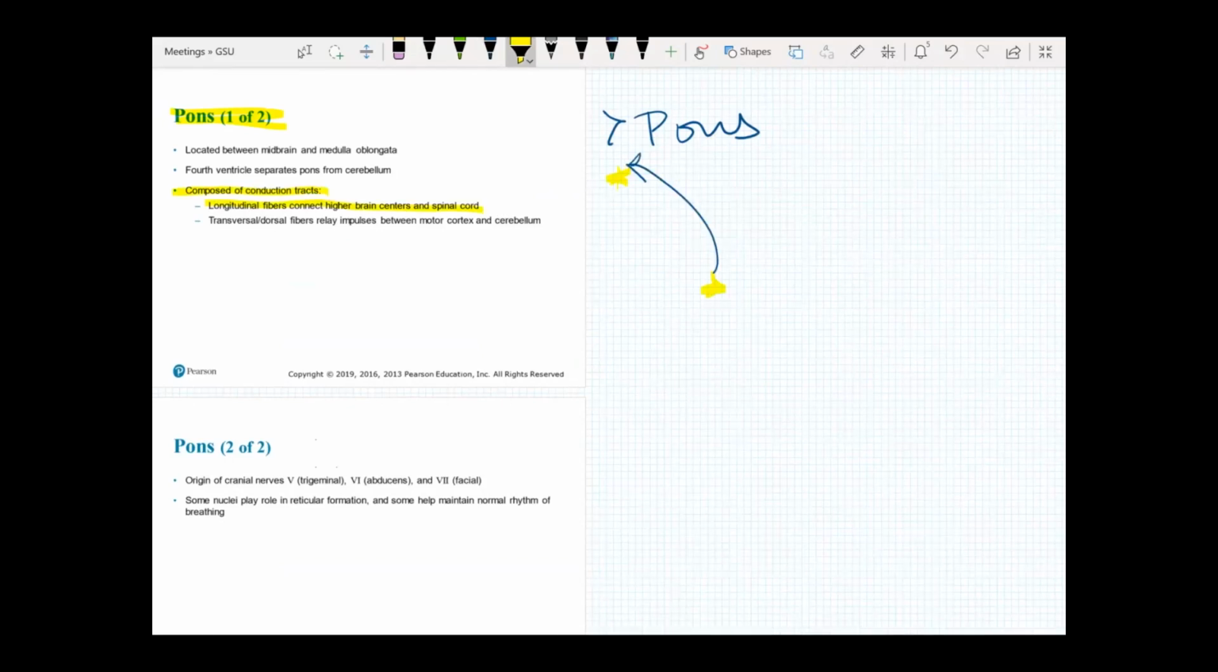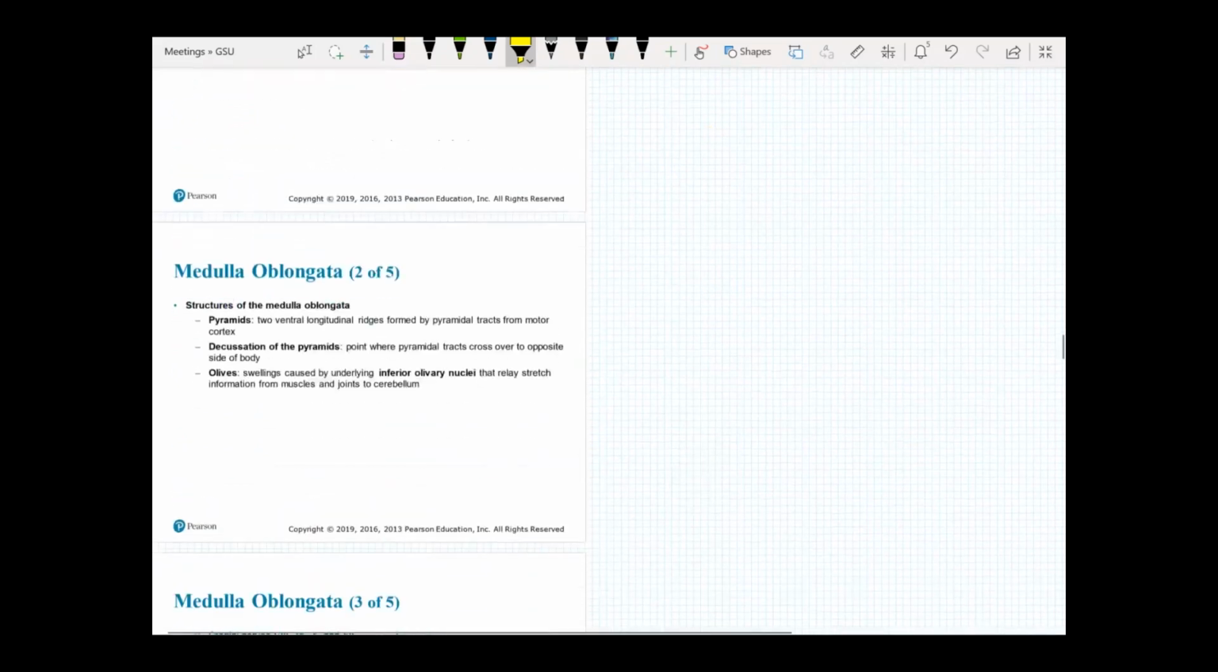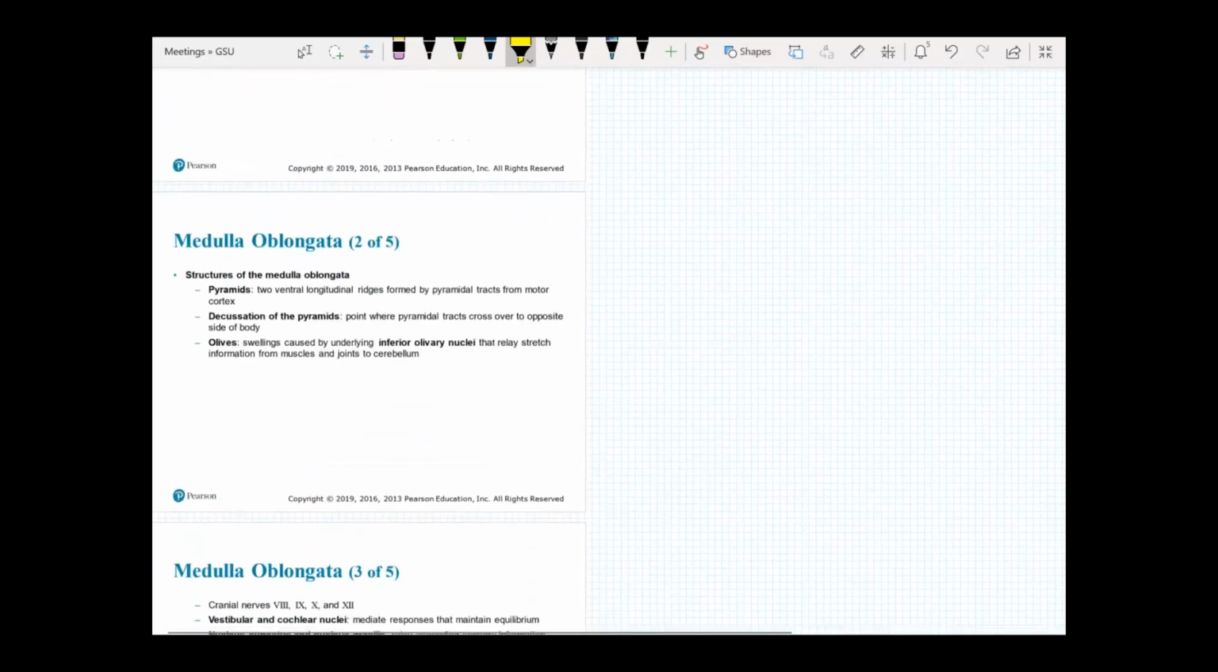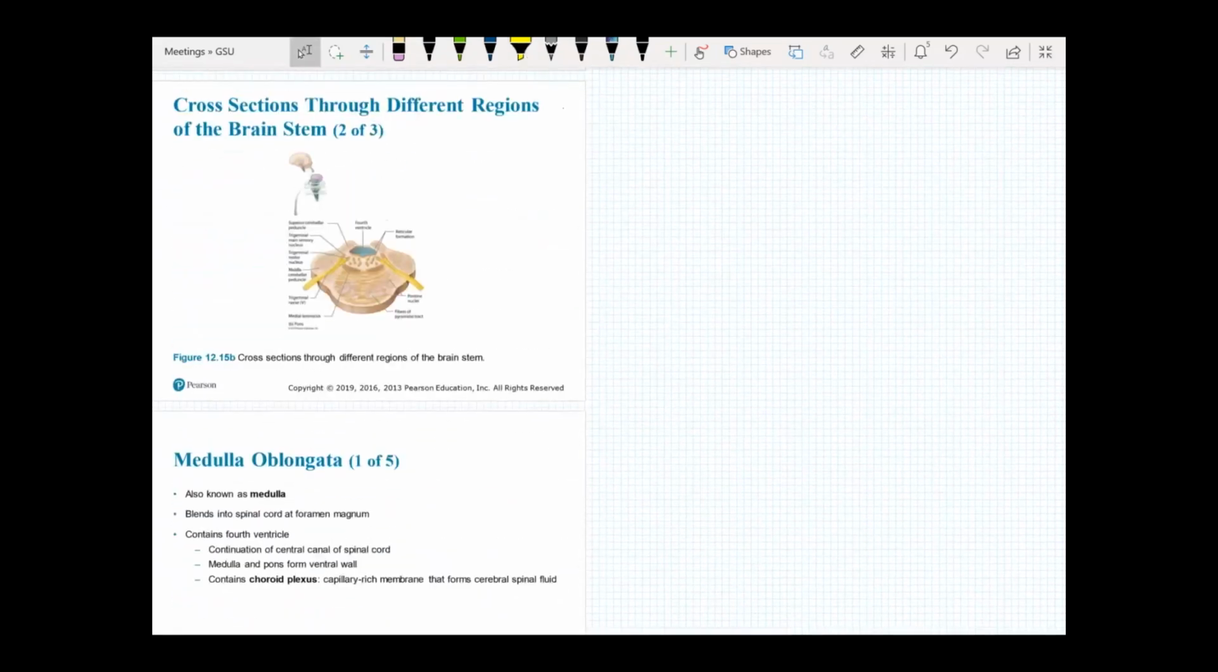Or it'll be the transverse dorsal fibers that will go the same level, and it will go between the motor cortex and the cerebellum. So those are the two types. Really, the pons is a train station where things are just passing through. You can see that on this image.